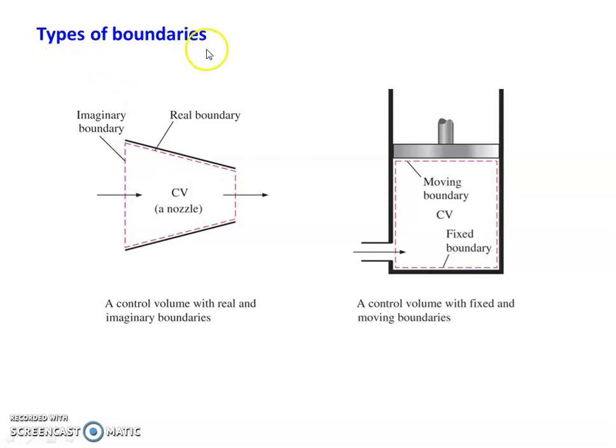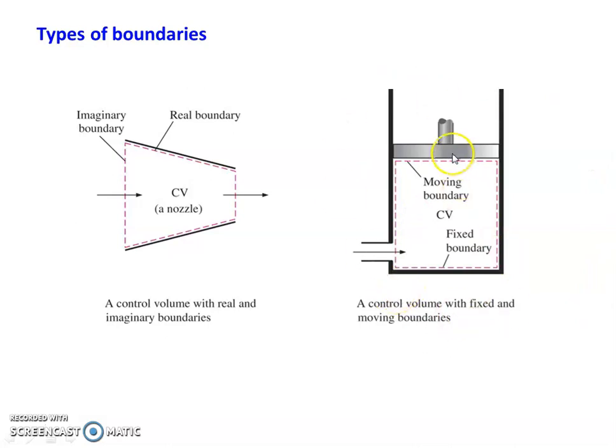Now the types of boundary, there are different types of boundary. So look at the first diagram. It is a nozzle. So the red color line is the imaginary boundary. The body of the nozzle is the real boundary, and the red color line we are identifying for the study is called the imaginary boundary. So the boundary may be a real boundary or an imaginary boundary.